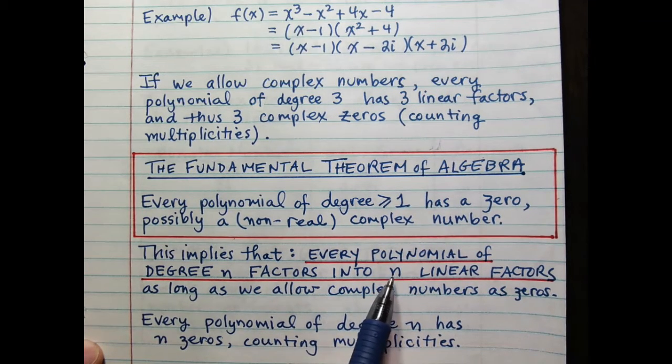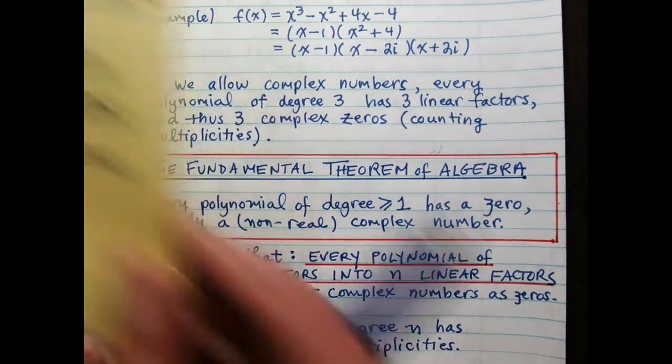But complex numbers allow us to get to a list of all linear factors. So what I underlined here in red is really the way I think of the fundamental theorem. And if we have n linear factors, then every polynomial of degree n has n zeros counting multiplicities. And we'll look at an example of this in a second.